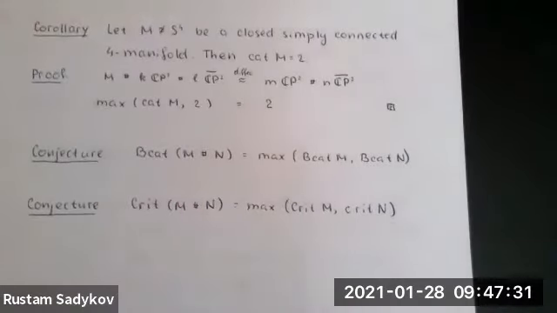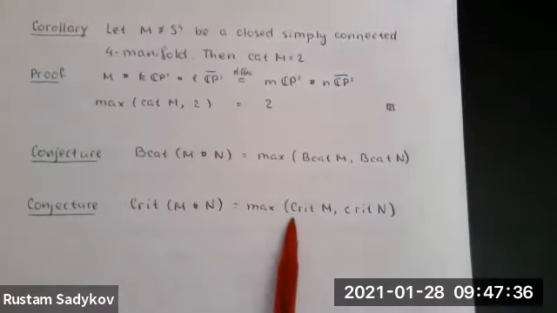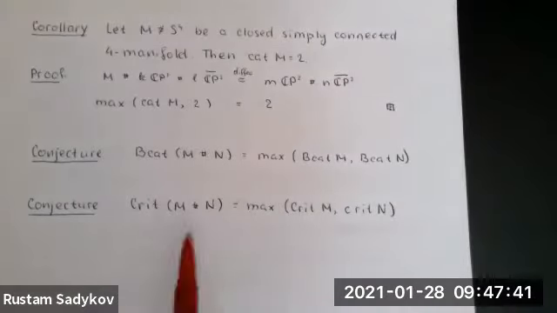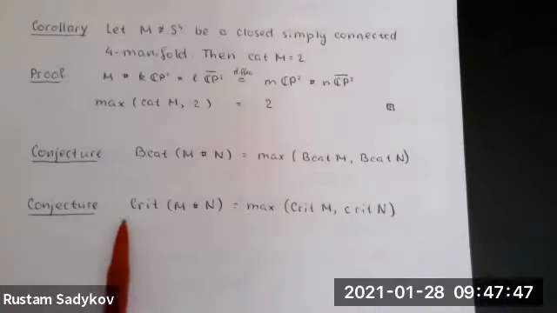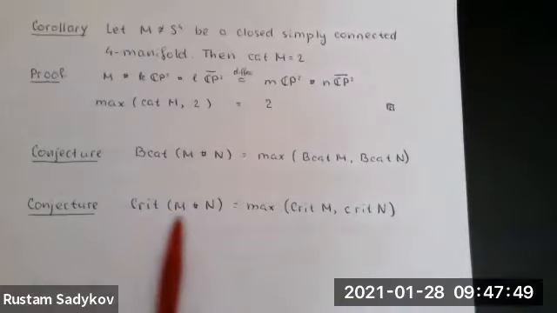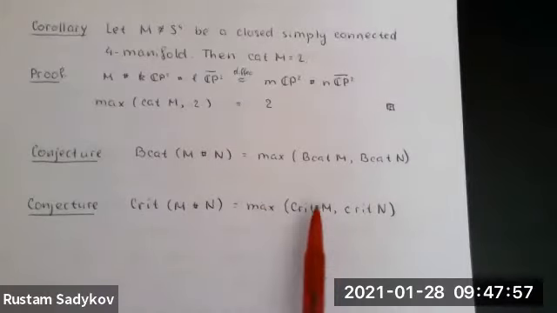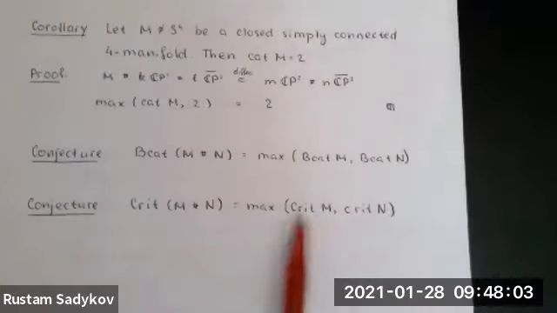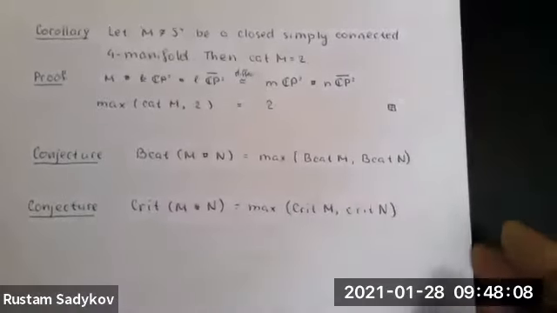And I also would like to mention the following conjecture. Several people apparently worked on this conjecture, including Alexander Dranishnikov and Yuli Rudyak. And in fact, I learned about this conjecture from Alexander Dranishnikov. This conjecture states that the minimal number of critical points of functions on the connected sum of two manifolds, M and N, is the maximum of crit M and crit N. So this is a connected sum formula for critical points of functions on manifolds, and it's not known.